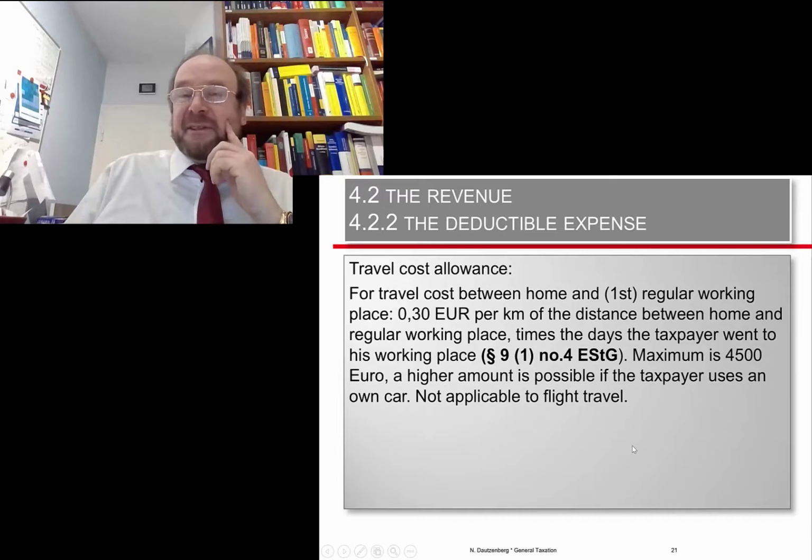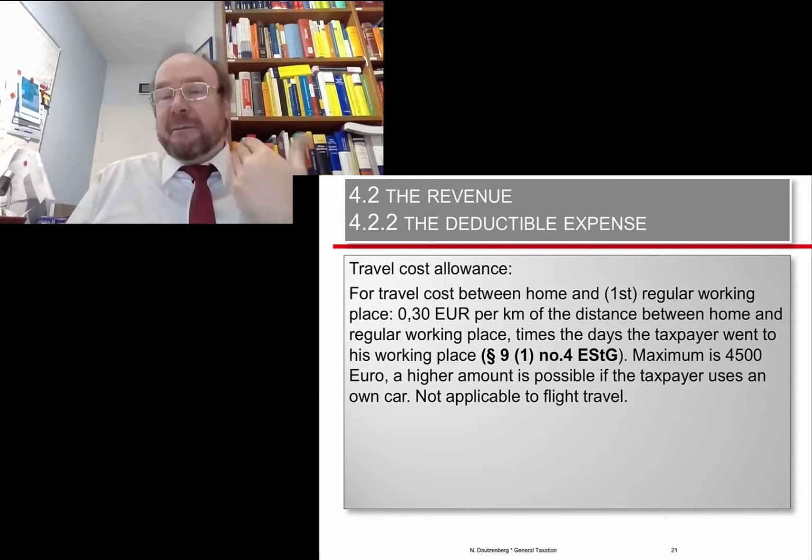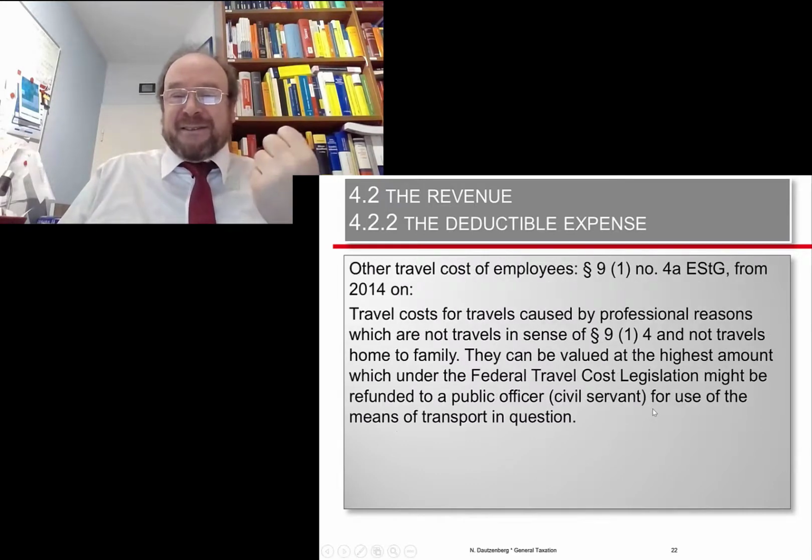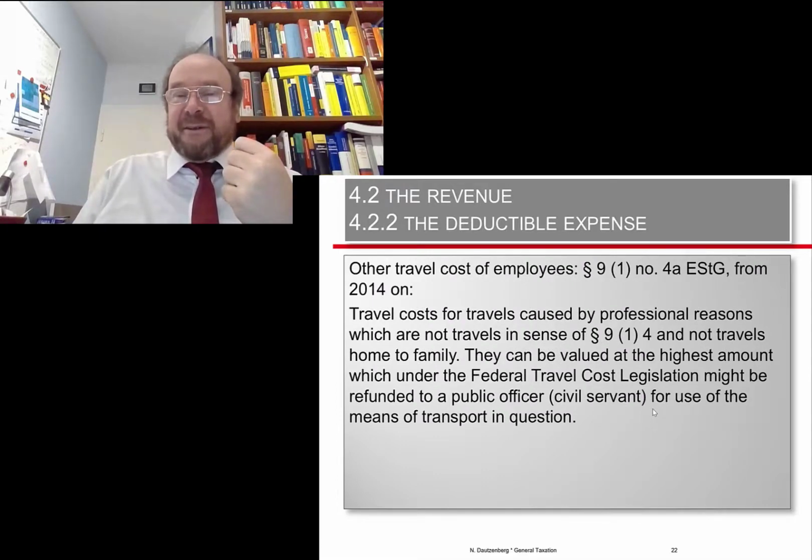And the 30 cents per kilometer is not applicable to flight travel, which can easily be understood because you can book a flight, let's say, for €90 or so to Spain. And now if you think about the kilometers driven there, you would probably end up with 1,000 kilometers for one trip, and that's naturally it doesn't fit. Good. Other travel costs, there are also sometimes limits.